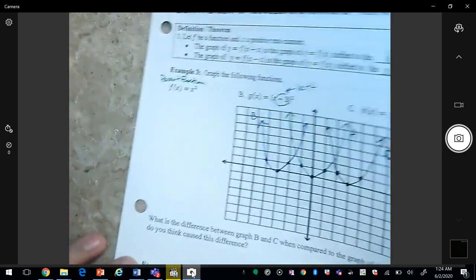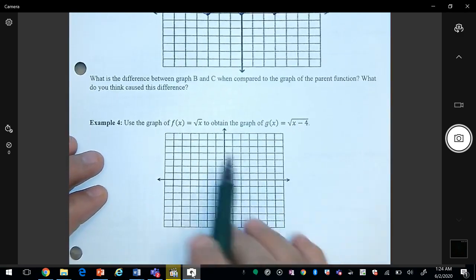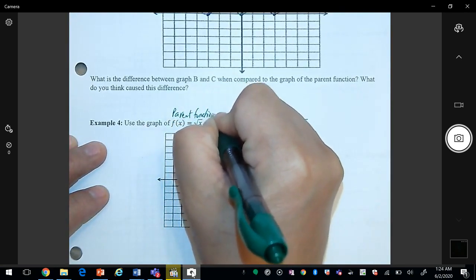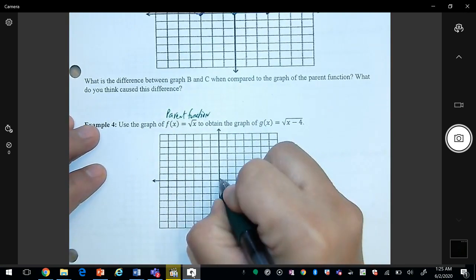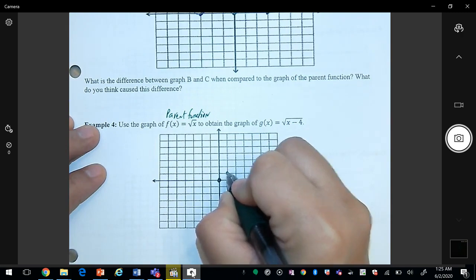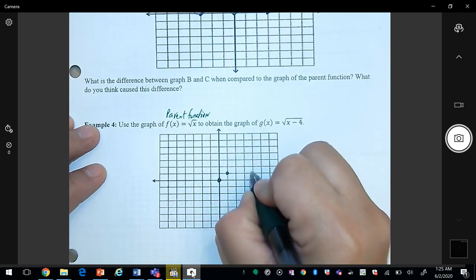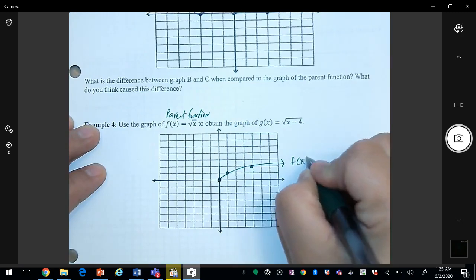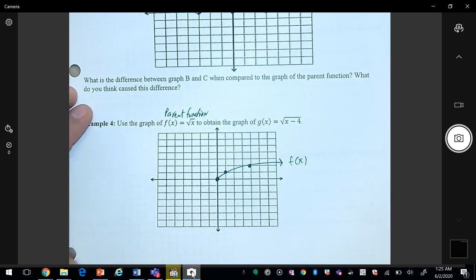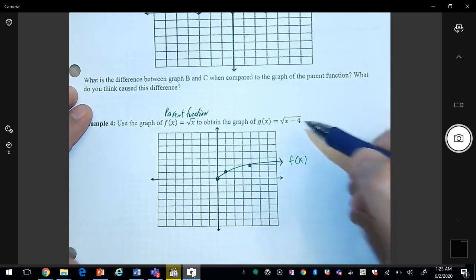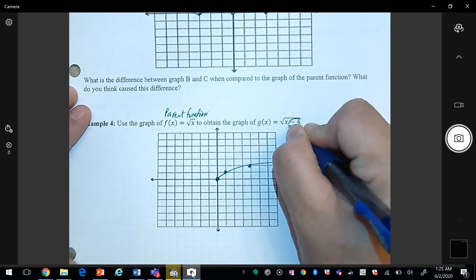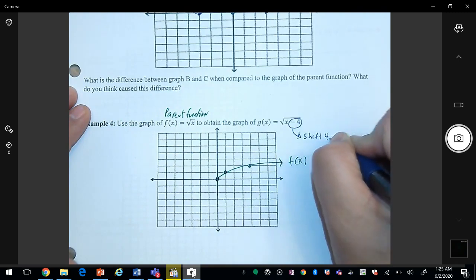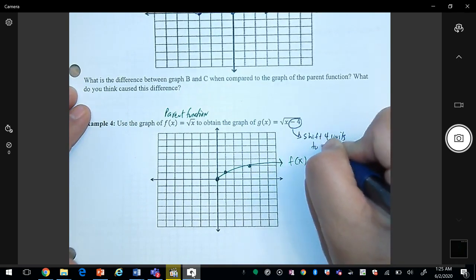So for example, here the parent function is the square root. Okay, so the square root looks like this. This is the parent function. And so for g of x, notice that we're subtracting a 4 inside of the square root. Since it's inside of the square root, then this is going to make our graph shift 4 units to the right.